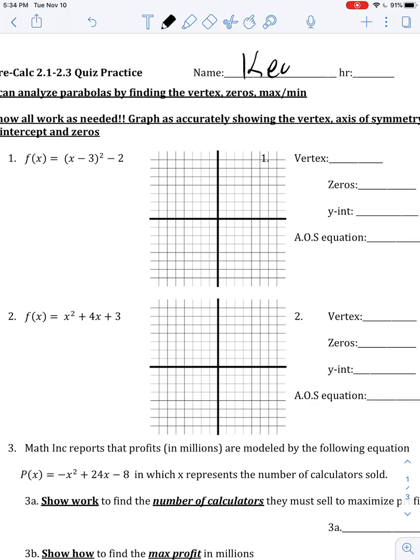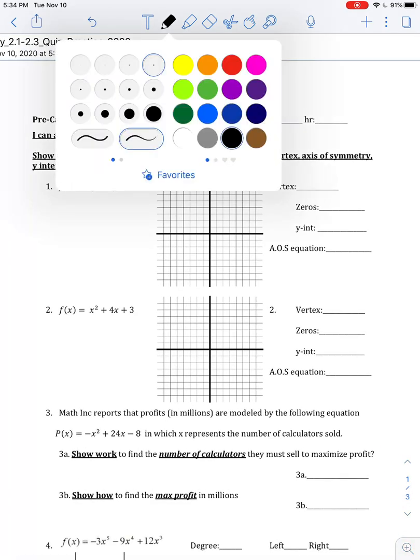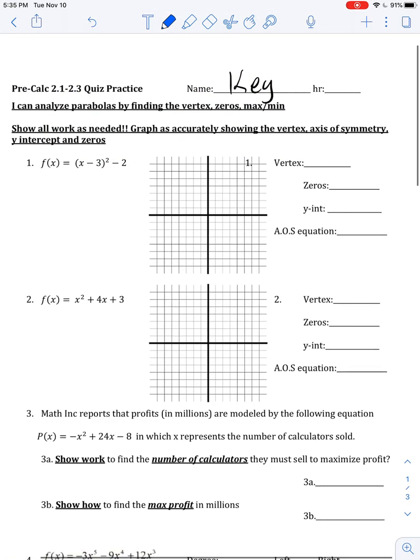Hello friends, I am going to go through this quiz practice, which is going to be really similar to the actual quiz, but I just want to be able to help you guys if you're stuck on anything because you're not going to have a lot of time to ask questions before you have your quiz. So this stuff in the first couple things is off your green chart. So make sure that you're starting to learn that.